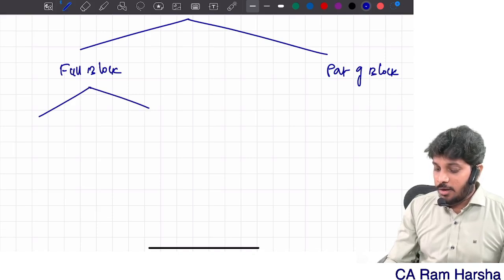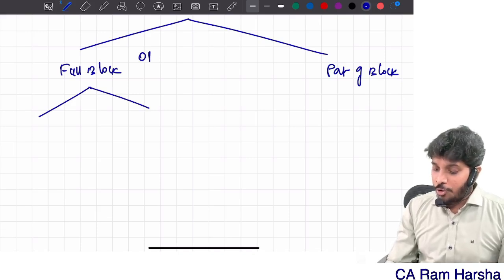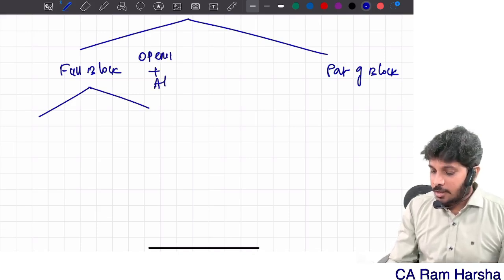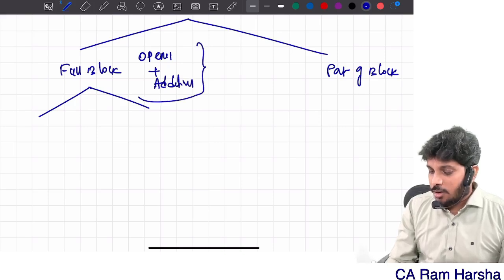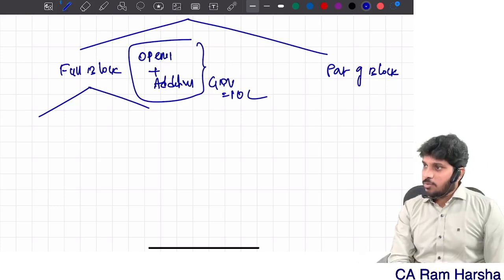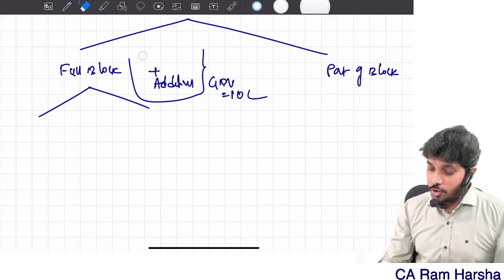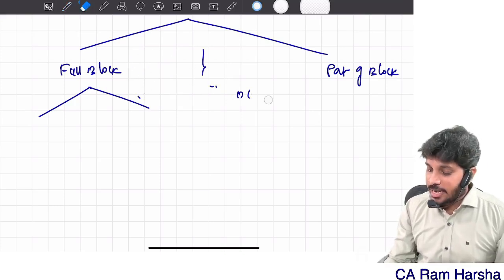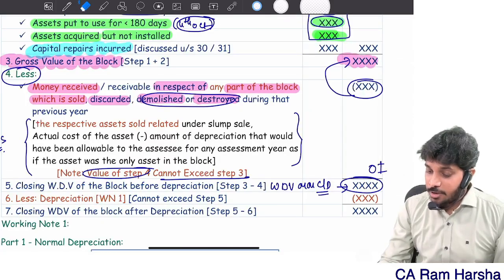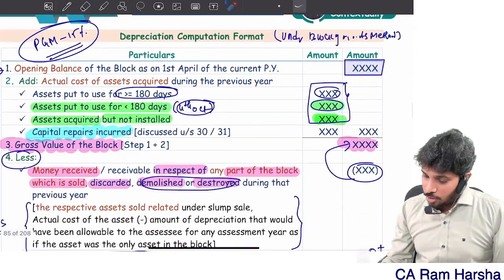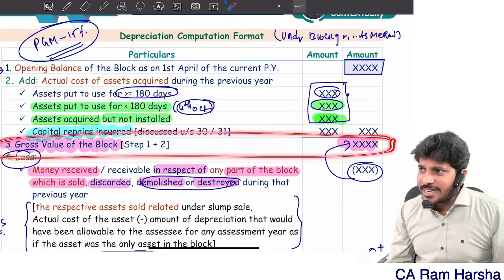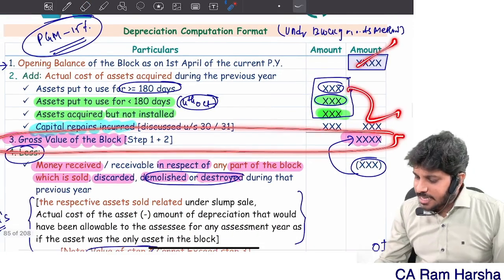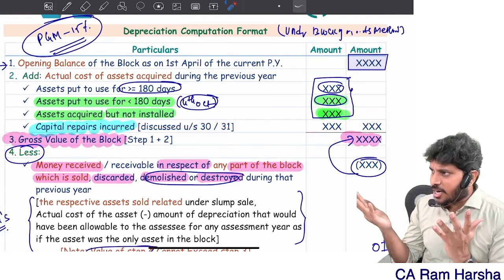Full block, for example. Full block means what? Opening plus additions. Yes or no? So this is the gross block value. Let us assume gross block value is 10 lakhs. See, tell me in this table, up to here, sale information is not relevant, correct? Opening plus additions, up to gross block value, sale information is not relevant.